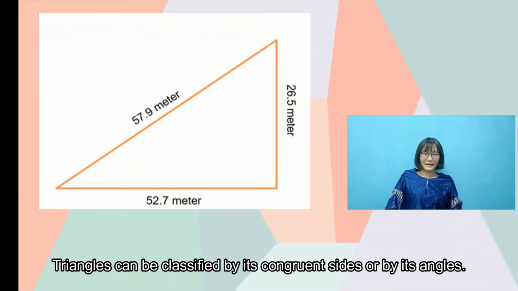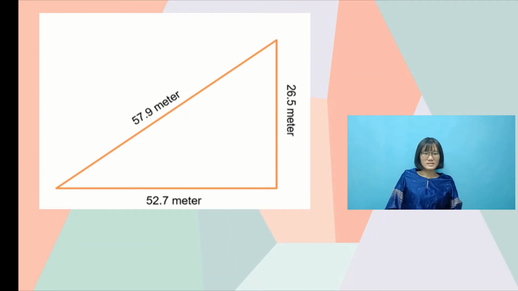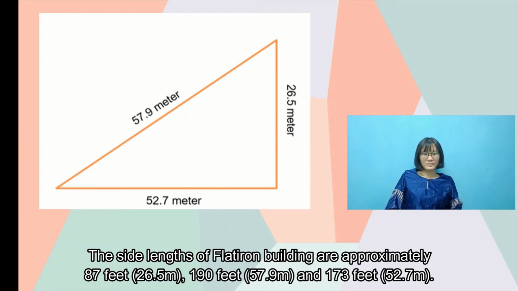Triangles can be classified by their congruent sides or by their angles. Congruent sides are two sides with the same measure. The side lengths of the Flatiron building are approximately 87 feet, which is 26.5 meters.